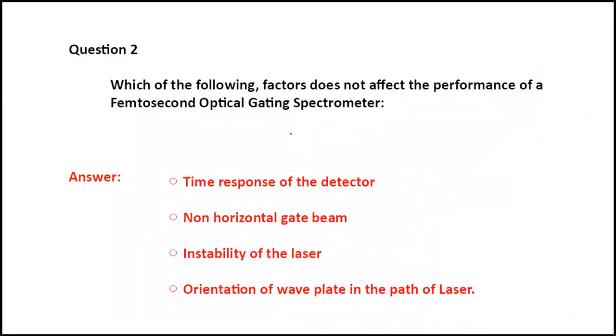Now, so coming back to question 2, the question was, which of the following factors does not affect the performance of a femtosecond optical gating spectrometer? Yeah. So, first, the factors that do not affect the performance. First is time response of the detector. Second is non-horizontal gate beam. Third is instability of the laser, and the fourth is orientation of wave plate in the path of laser.